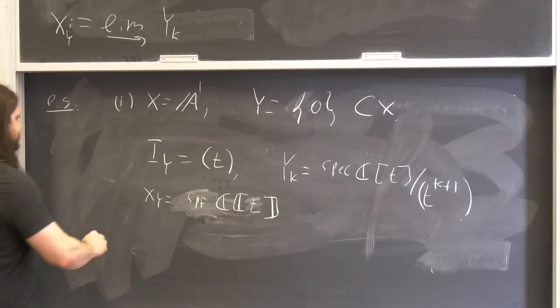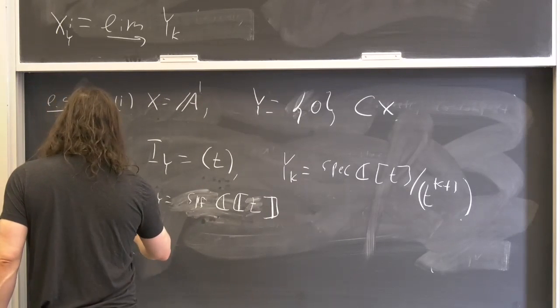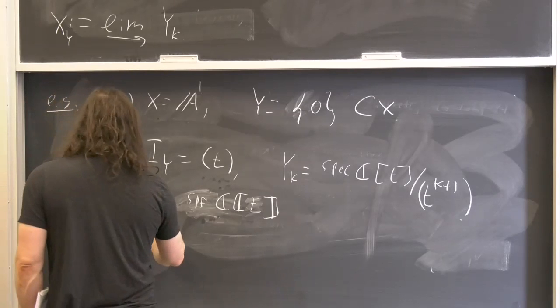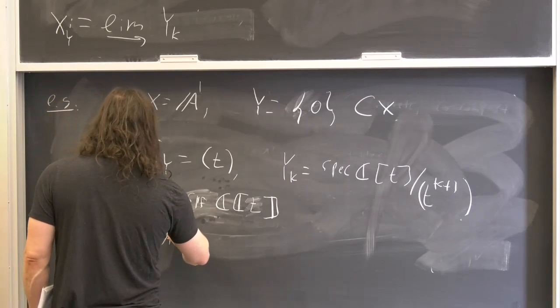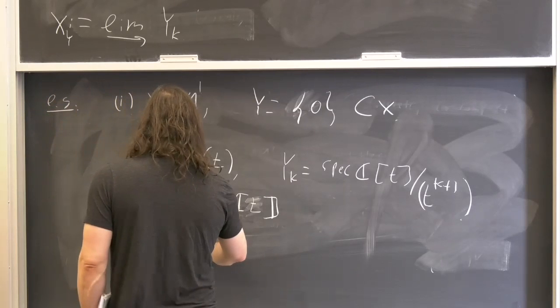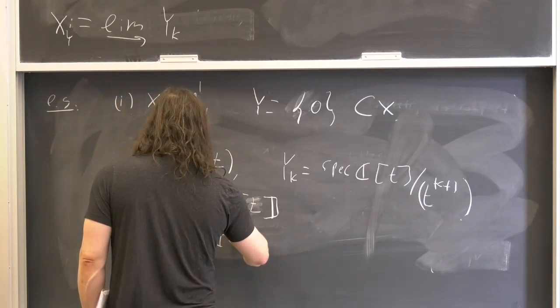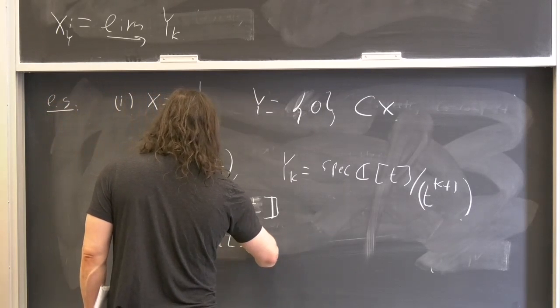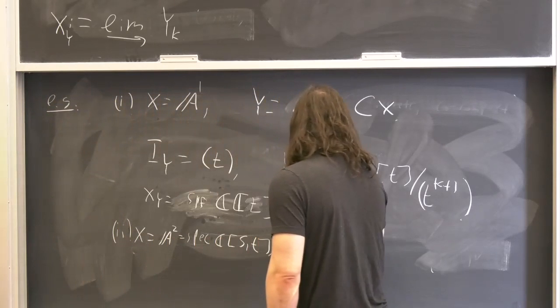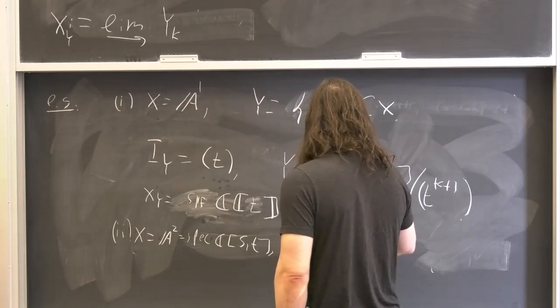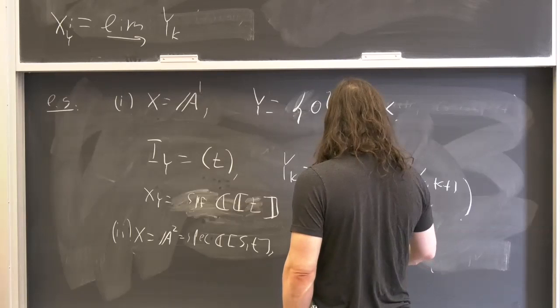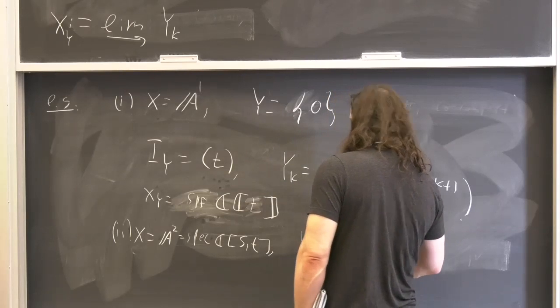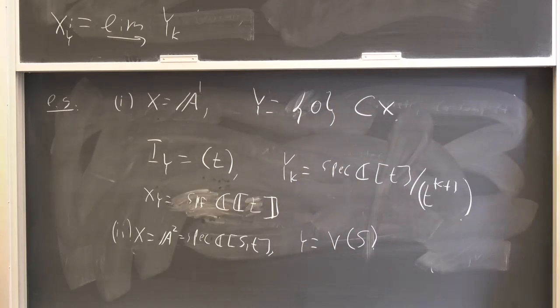The second case, I'll say X is A squared. Let's say spec of C adjoin two variables, s and t. And we'll let Y be the vanishing locus of s. So it's the t-axis.